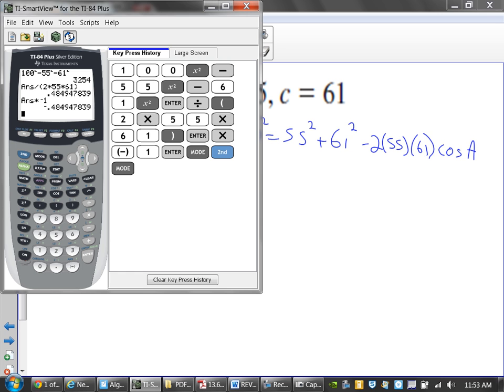So right now, the cosine of the angle is going to equal this negative nastiness, so just take the second cosine of the answer. And there's your angle, 119.